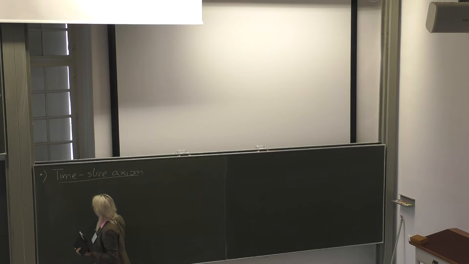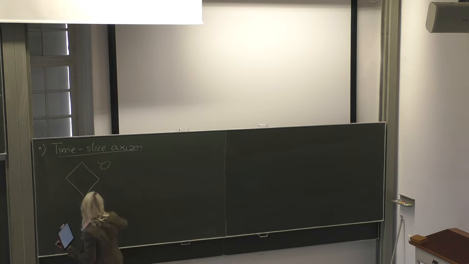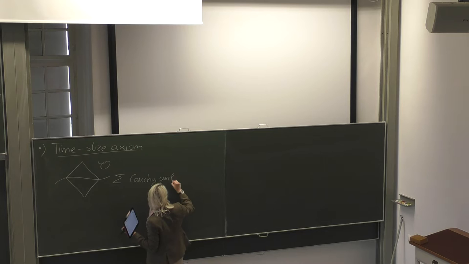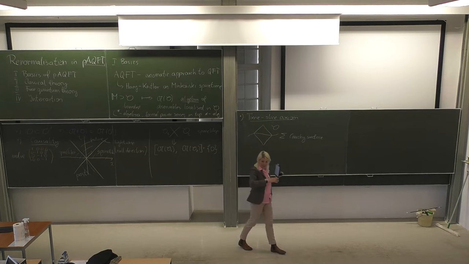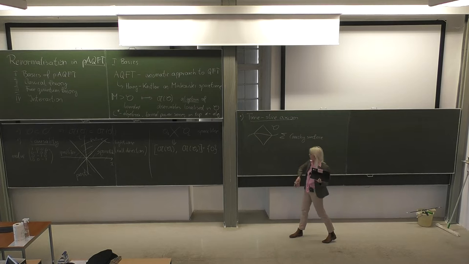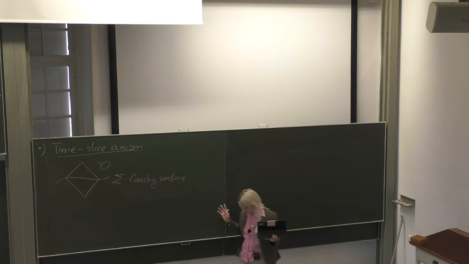And here we are. So if we have a region O, and now we have a Cauchy surface inside it. Okay, so a Cauchy surface is essentially a hypersurface which is good for posing initial data for hyperbolic problems. In general, it's a surface which is intersected exactly once by every time-like curve.